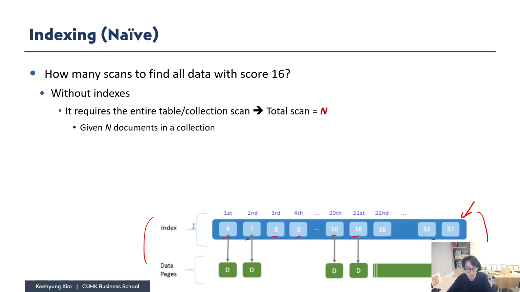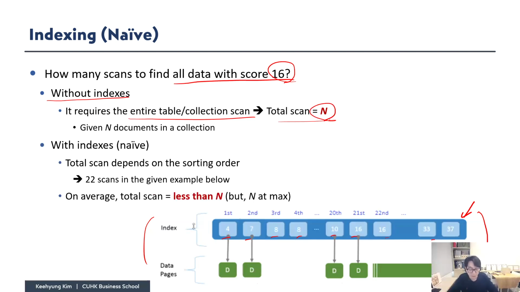So let's just say that you want to find all the data with the score 16. If you don't have an index, what's going to happen is that you have to design a query to check all the documents to see whether the score field is 16. That will require an entire table or collection scan. So if you have n documents, then the total scan will be n times. However, if you have an index like this, a very naive index, this is sorted.